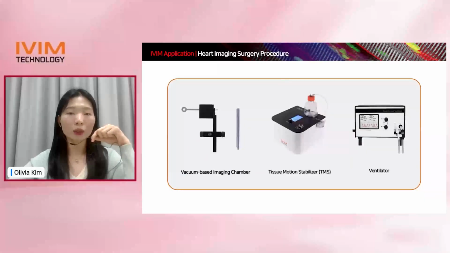For the heart imaging, we use a device called a vacuum-based imaging chamber. The heart is positioned and gently held at the center of this chamber. This chamber is connected to the tissue motion stabilizer, TMS, which applies negative pressure to stabilize the heart surface in a smooth and controlled manner. Typically, the pressure is maintained in the range of 820 to 850 millibar. In addition, a ventilator is used to maintain stable respiration throughout the imaging process.